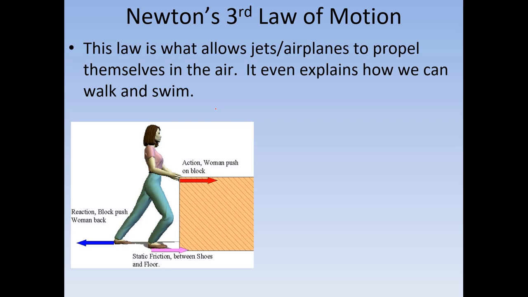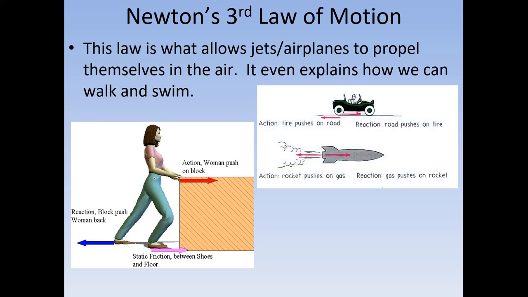This is basically how everything pretty much works. It's how planes fly. It's how we can swim. It's how we can walk. If I think about a person walking, in order for a person to walk forward, what they need to do is push on the ground going backwards. That pushing on the ground actually results in the ground pushing them forward, giving them that forward motion. If they push on a block forward, the block pushes them backwards with the same force.